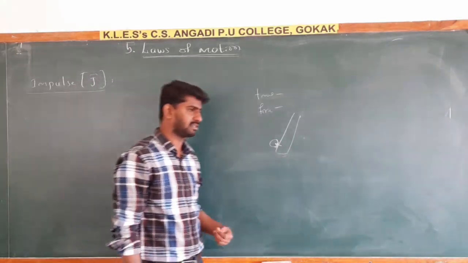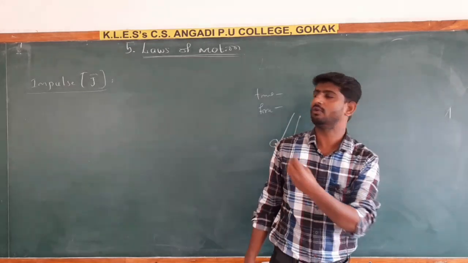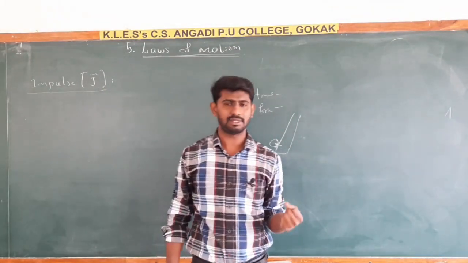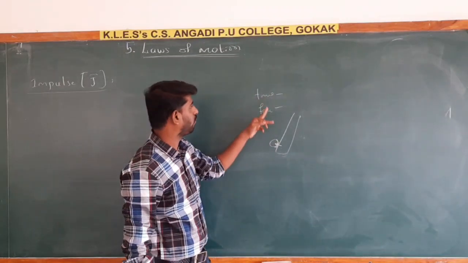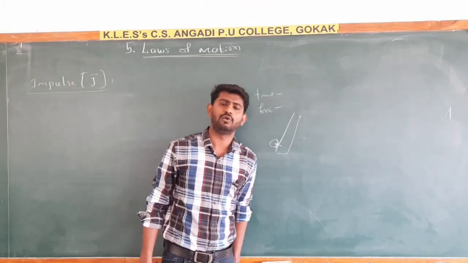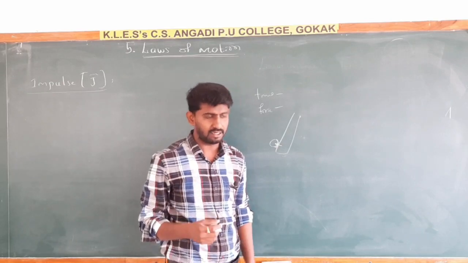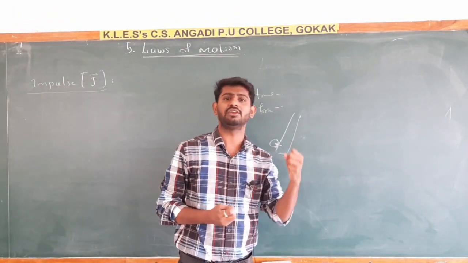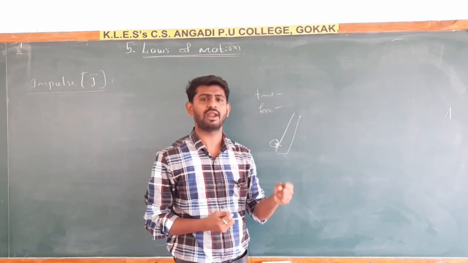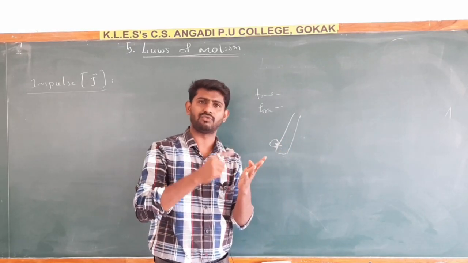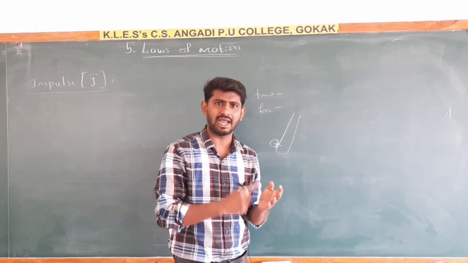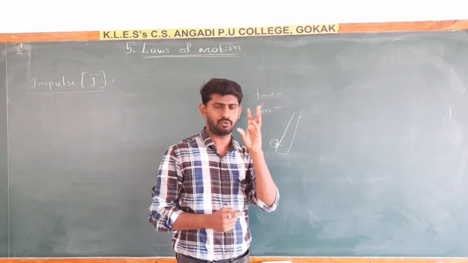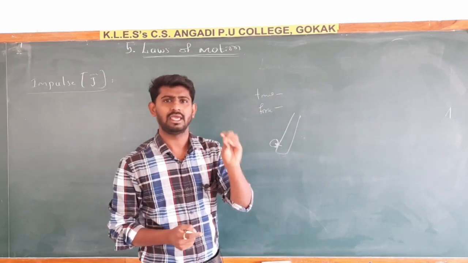So in such cases, we introduce a new quantity which is called impulse. And what is the impulse? Impulse is the product of force and time. Whenever a large force acts on a body within a small interval of time, then the product of force and time is called a new quantity, impulse. The product of force and time is called the impulse.